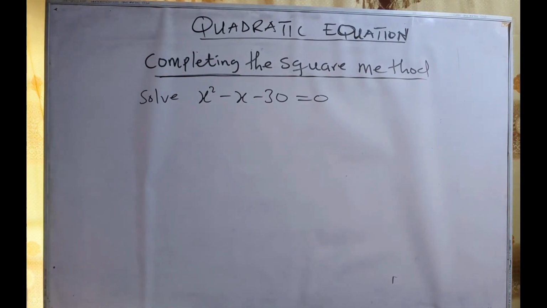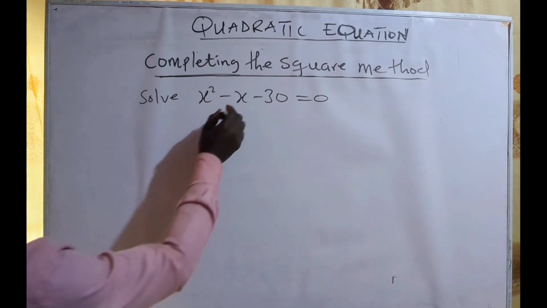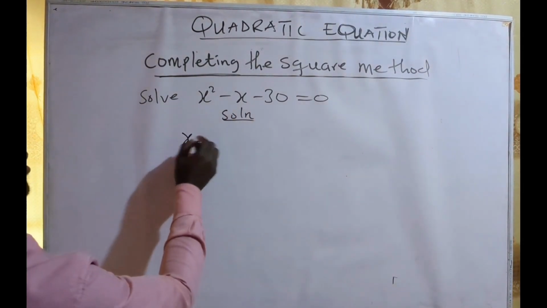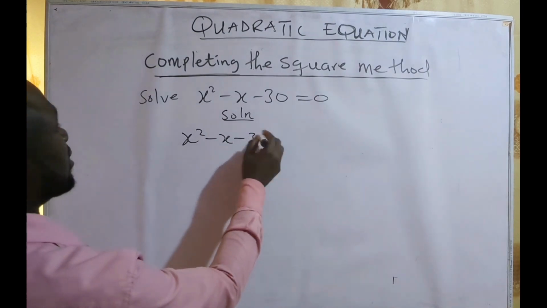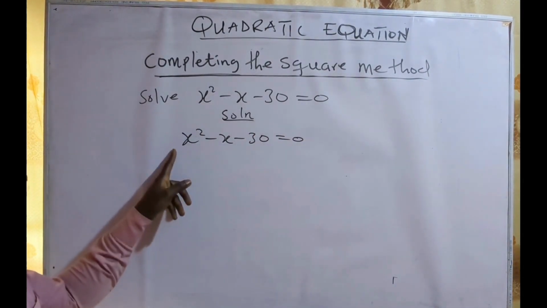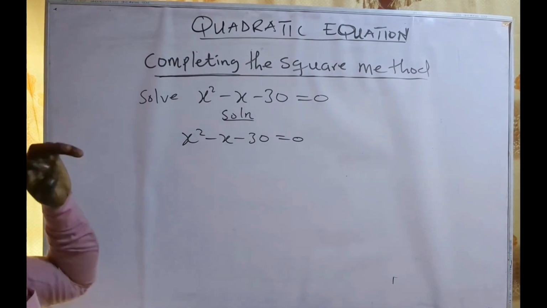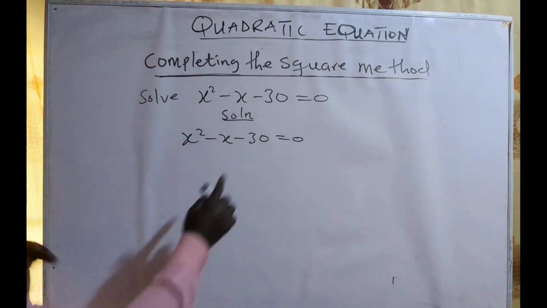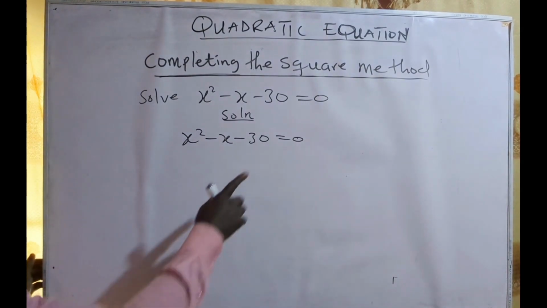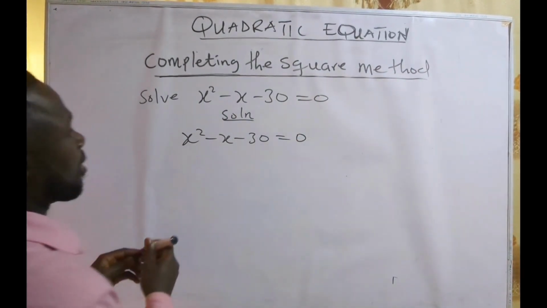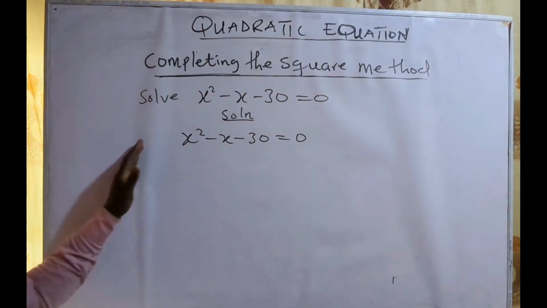All right, so first of all, we are fortunate here. We have s squared minus s minus 30 equal to 0, and the coefficient of the s squared is 1. So very good for us, we can move on. Then what we are going to do is what? The coefficient of the s squared is 1.